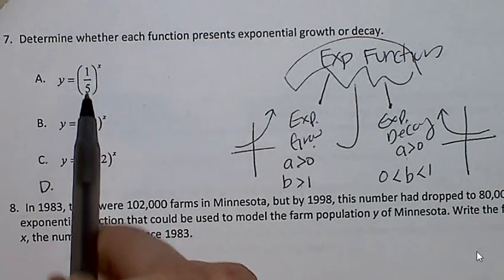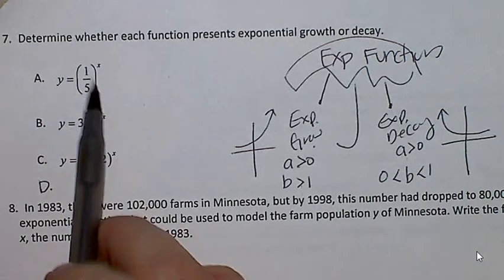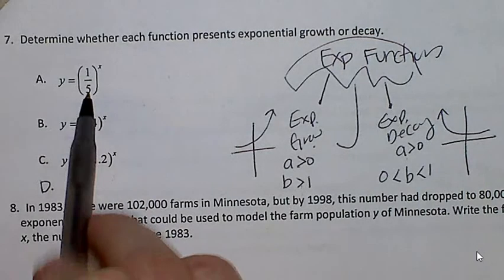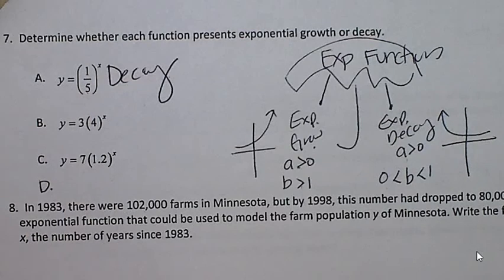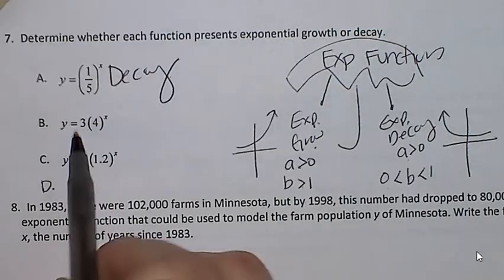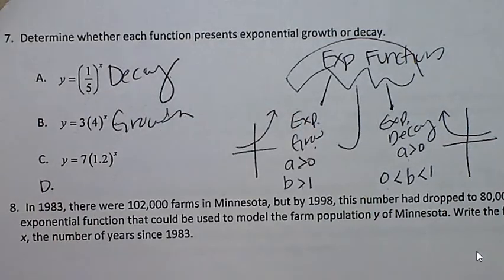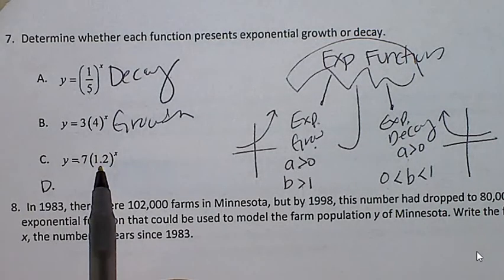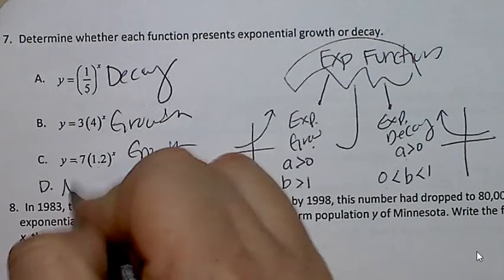B is between 0 and 1. If you didn't know that, you could go 1 divided by 5 on a graphing calculator. It's a decimal between 0 and 1. So because 1/5 is between 0 and 1, this is exponential decay. B is an example of exponential growth because a is positive and b is greater than 1. C is an example of exponential growth again because a is positive and b is greater than 1. Please write the word neither for D.